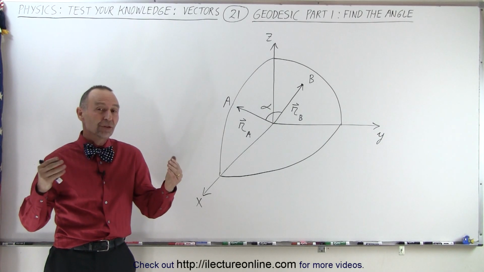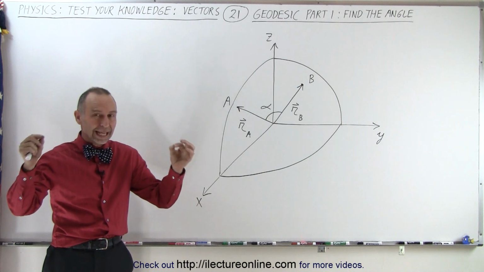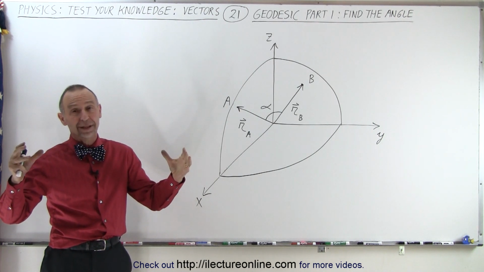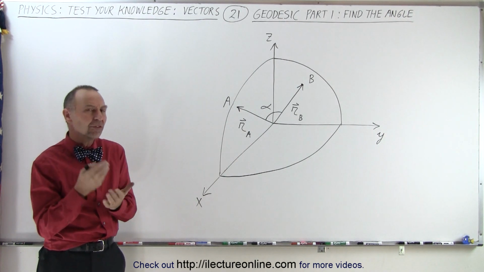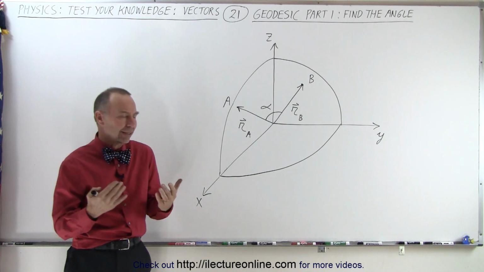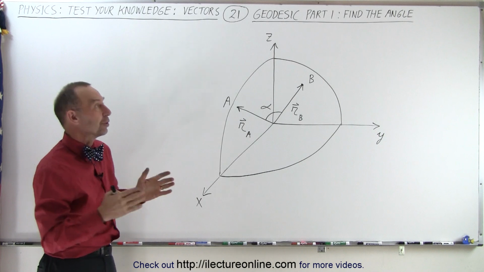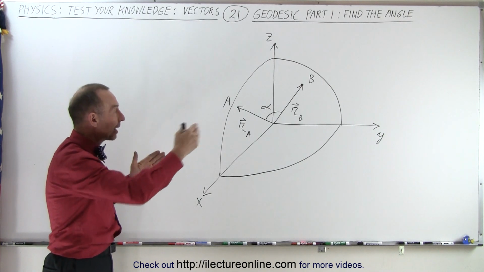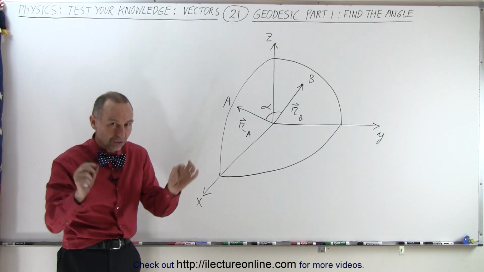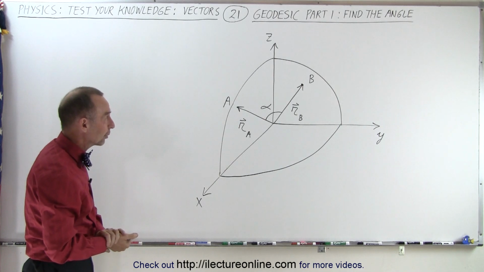If you've ever wondered how we calculate the distance between any 2 points on a sphere, like on the Earth, we use a system called the geodesic. And we're going to try to develop that over the next few videos by going through a systematic approach of how to determine the distance between any 2 points on the Earth.